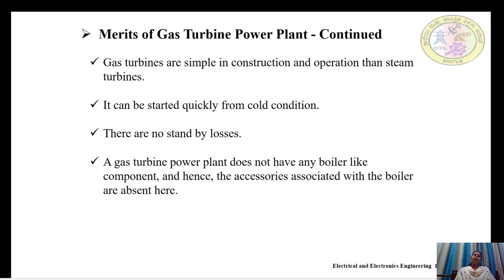A gas turbine power plant does not have any boiler-like component, and hence the accessories associated with the boiler are absent here. So the gas turbine power plant is very simple in construction and does not have any larger components. So this is a good method for power generation.